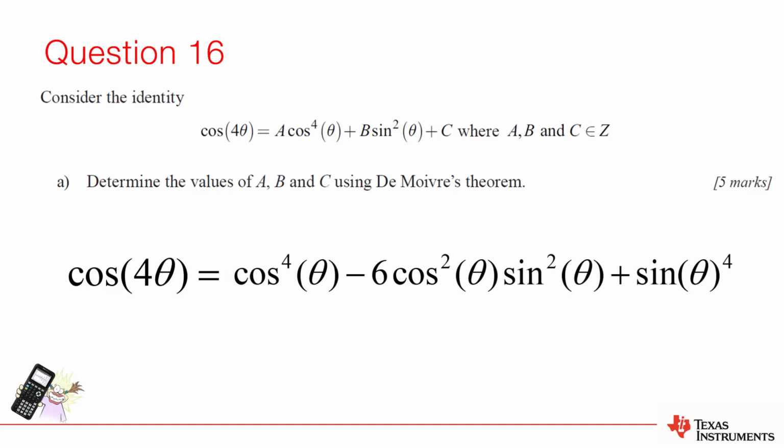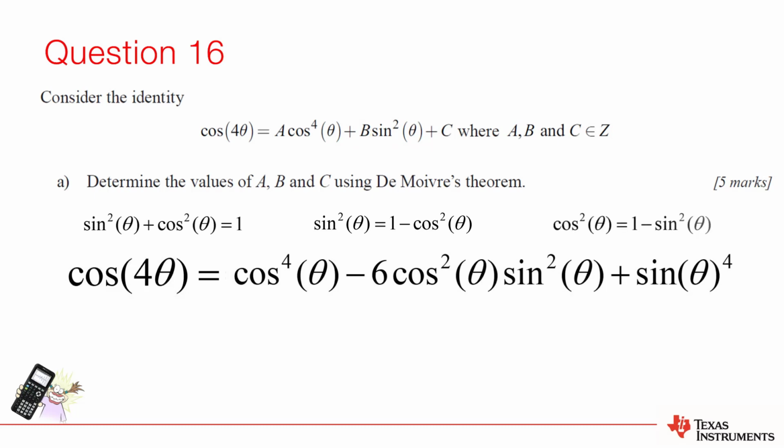Now it's time to look back at the format of the identity given in the question. We need to replace components that are not in the form of cos to the power of 4 or sine squared. The identity that we will make use of here are the various forms of sine squared plus cos squared equals 1. Let's replace the sine squared component in our expression.